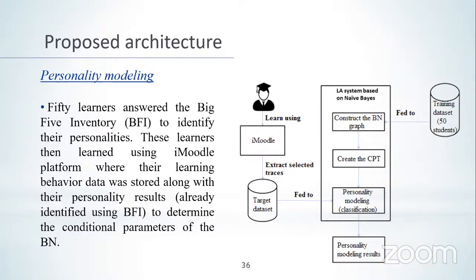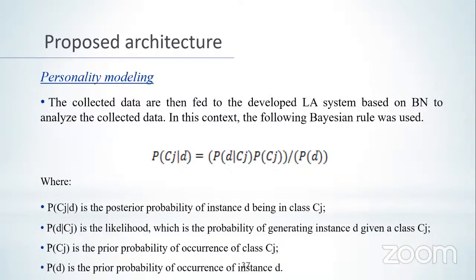These parameters will then be used to identify the personalities of other learners using this training data set. The collected data are then fed to the developed learning analytics system based on the Bayesian network to analyze the other collected data. In this context, the following Bayesian network was used, which is used to calculate the probability of an instance D being in a class, for example, CG.